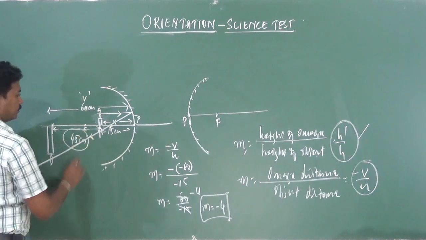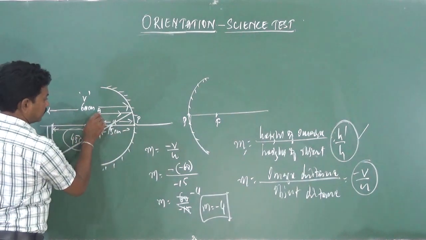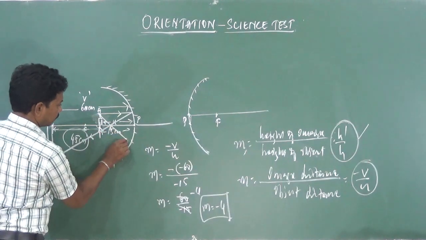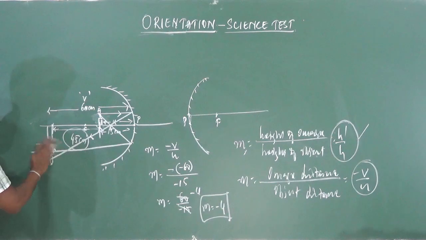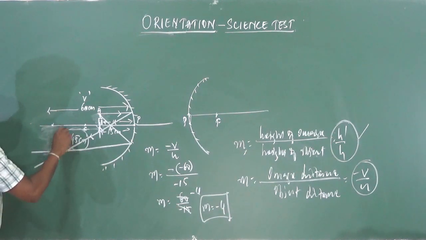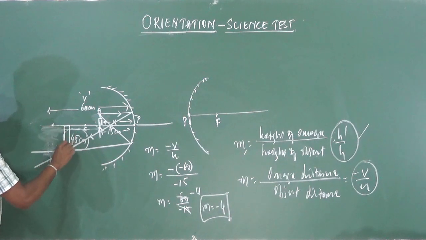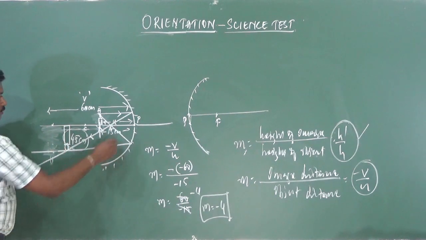Okay, so this is the reflected light ray. Another light ray will pass through the principal focus itself. So this is the light ray formed. So maybe the candle is going to... the image is formed at this distance. This is the image. So it is 60 centimeters.